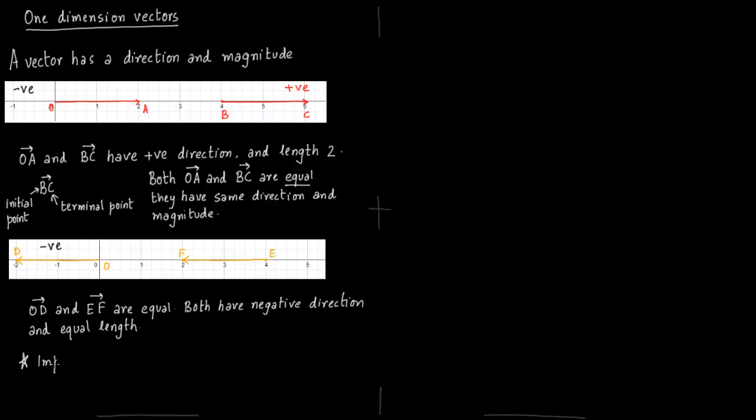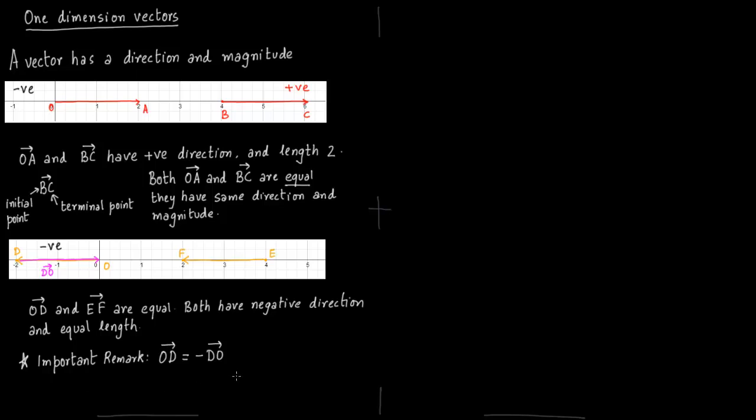So important remark. Now you can write OD vector as minus DO vector. So you can reverse the direction of the vector, but now you have to put a negative sign. So you can also draw the DO vector in the graph. So let us draw the DO vector. So DO vector goes from D to O, and notice that DO vector is in the positive direction because we are saying the right hand side pointing vector is a positive direction vector.